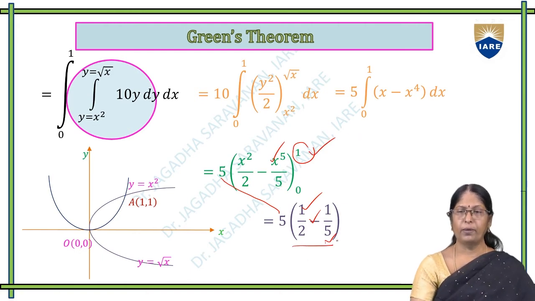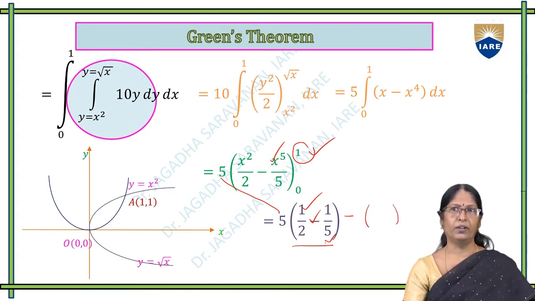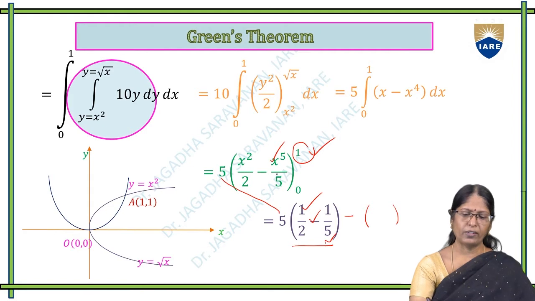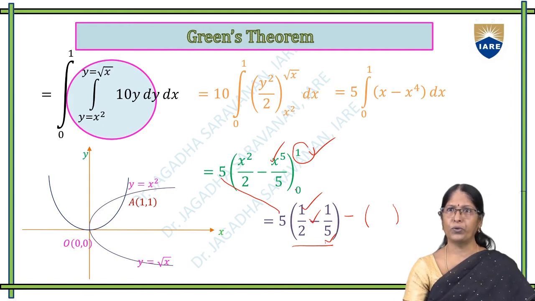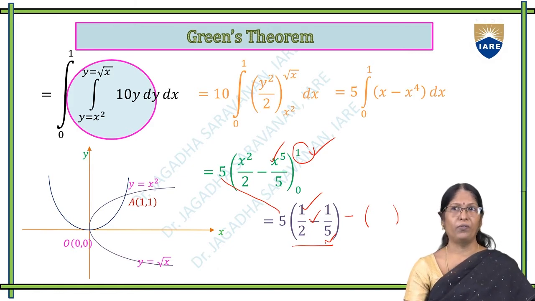Upper limit minus lower limit value is to be written here, but it is not written. The reason is, in the x place we are going to substitute the lower limit value 0. If we substitute, anyway we are going to get the result 0. That is why it is neglected.